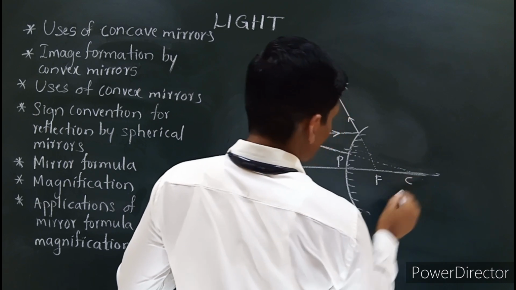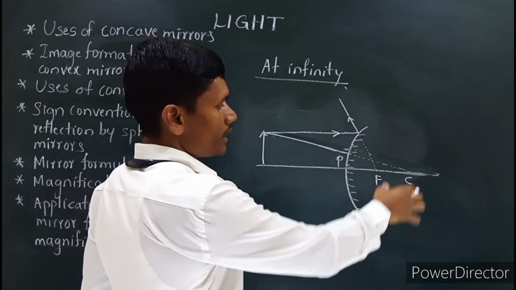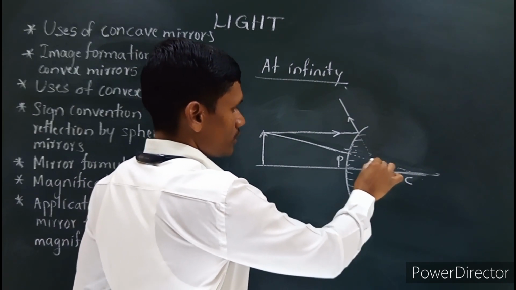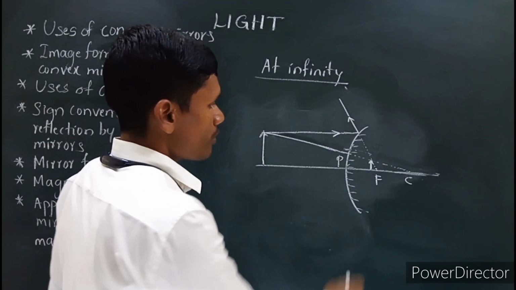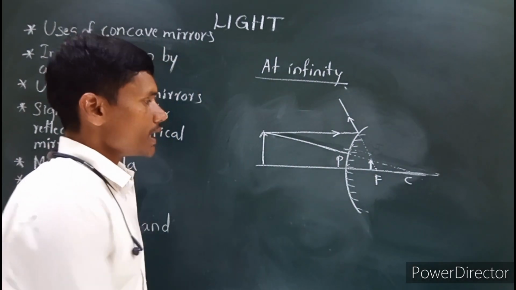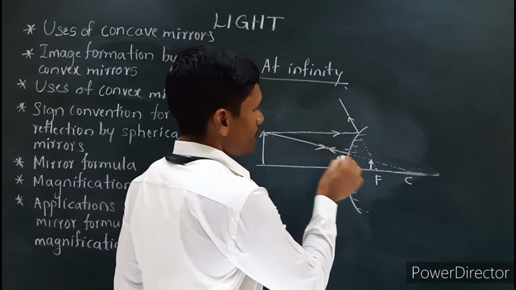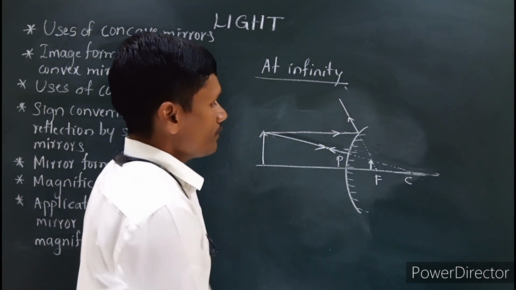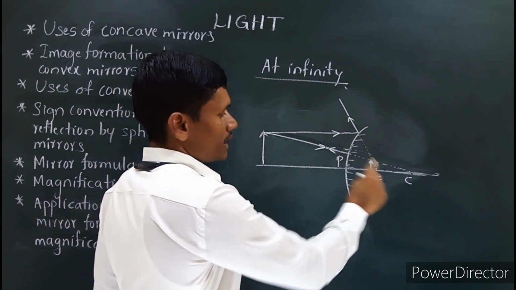We have to show here this distance of this focal length, it should be half of this radius of curvature, so we need to show it here. Okay, now you see, the image is formed between P and F when the object is at a finite distance. Here you see, after reflection it follows the same path because it is passing through the center of curvature. When the object is at finite distance, the image is formed between P and F.